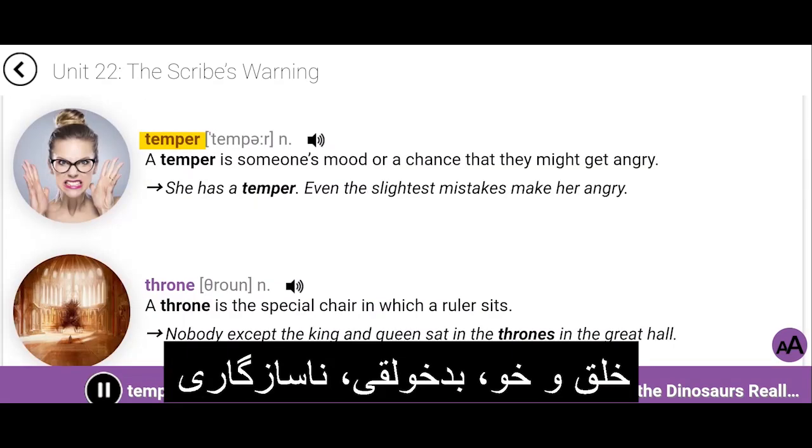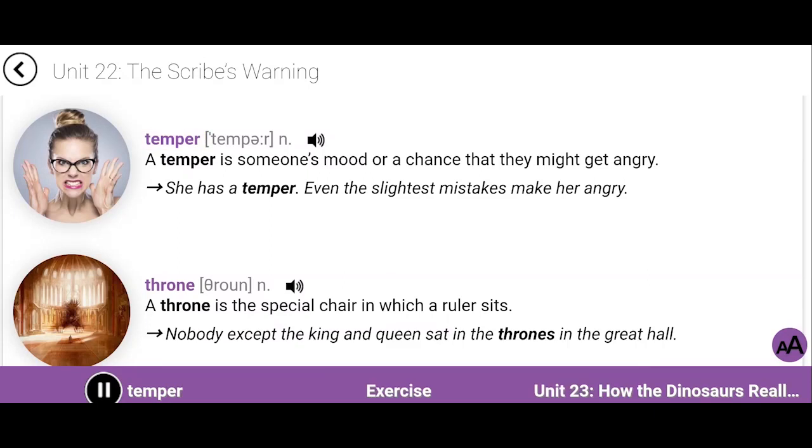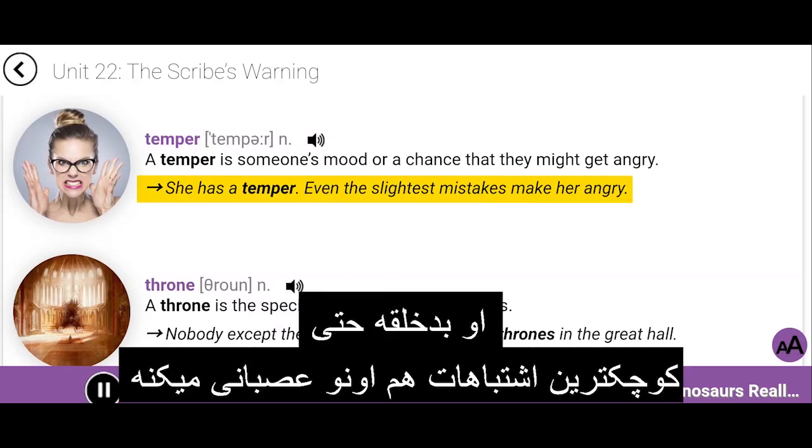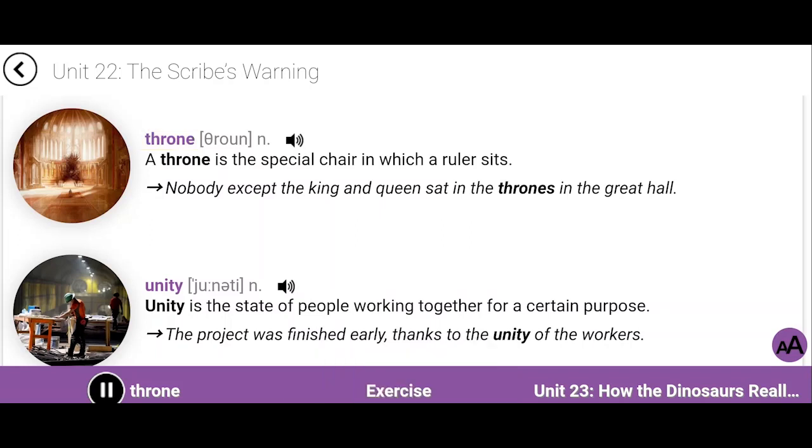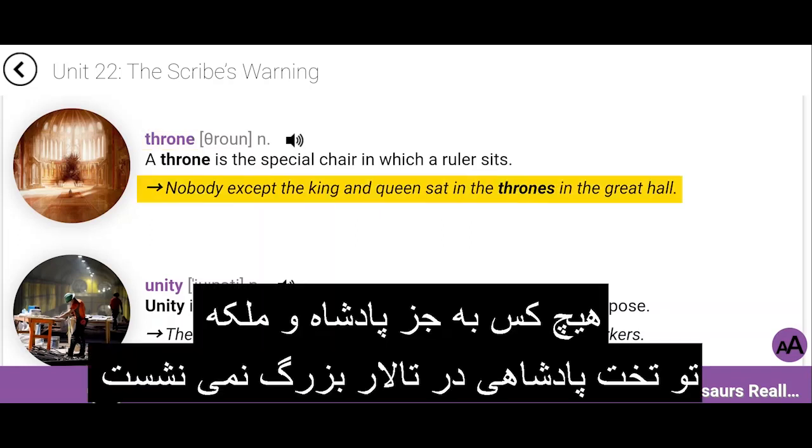Temper. A temper is someone's mood or a chance that they might get angry. She has a temper. Even the slightest mistakes make her angry. Throne. A throne is the special chair in which a ruler sits. Nobody except the king and queen sat in the thrones in the great hall.